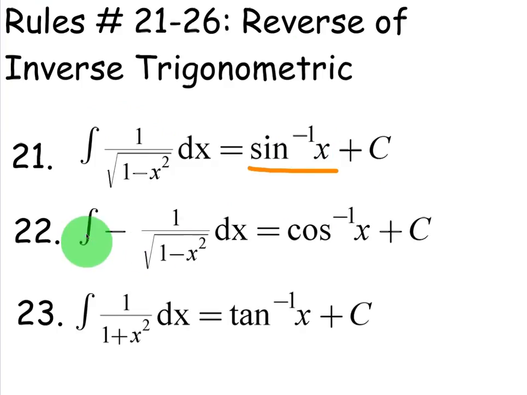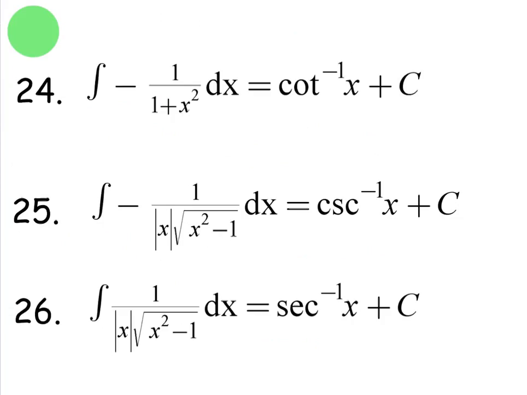So rule 22, the antiderivative of negative 1 over the square root of 1 minus x squared is equal to cosine inverse plus c. Next rule we have the integral, or antiderivative, of 1 over 1 plus x squared dx is equal to tan inverse of x plus c. And then lastly, the last three rules: the antiderivative of negative 1 over 1 plus x squared is equal to cotangent inverse plus c. Next rule we have the antiderivative of negative 1 over the absolute value of x times the square root of x squared minus 1 dx is equal to cosecant inverse of x.